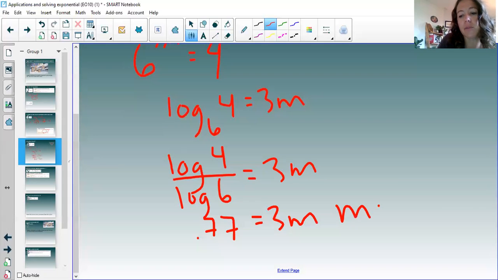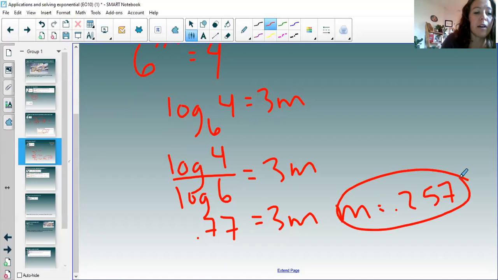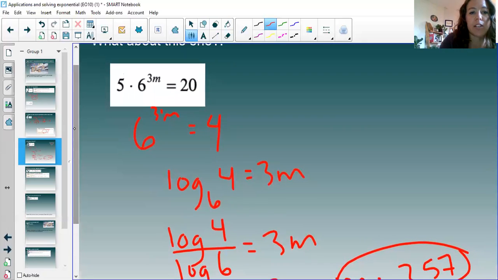Divide each side by 3. So therefore m is 0.257. So if we were to plug that back into our equation, if you multiplied that by 3 and raised 6 to that power, multiplied by 5, we should get 20, which is pretty cool that we can solve these by using our logs.